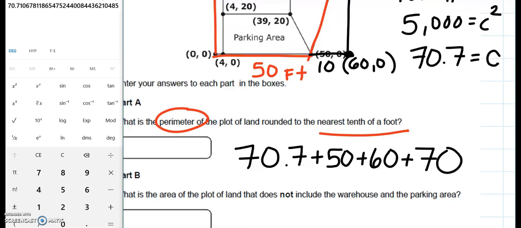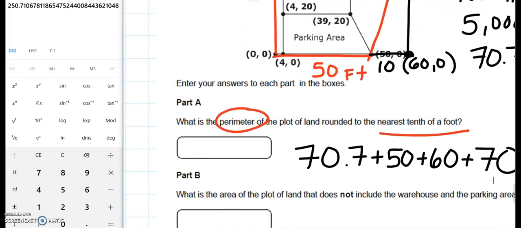I'm not even rounding until the very last step. I just rounded in between when I wrote the number down. Now I'm going to add 50 to that. Add 60. Add 70 again. And it's 250.71, and so on. But if I'm rounding to the nearest tenth, my answer here is 250.7 feet.